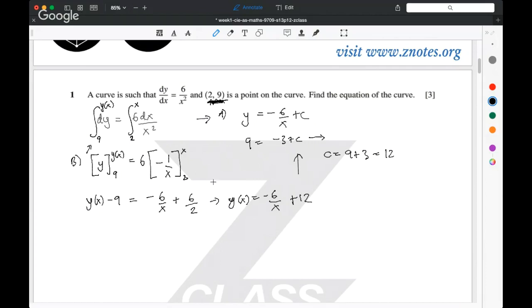So they give you the exact same answer. I just prefer this way because it's quicker. But if it doesn't make sense to you, then by all means use the plus c method.